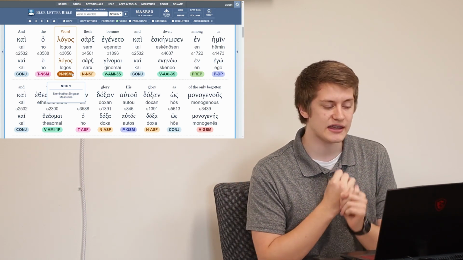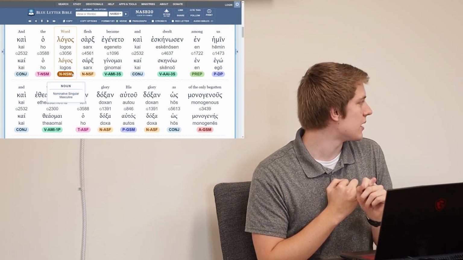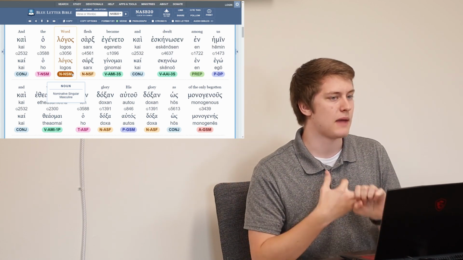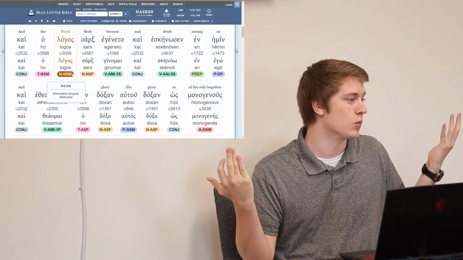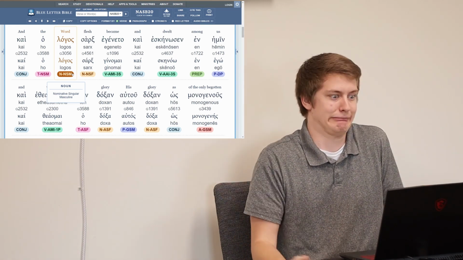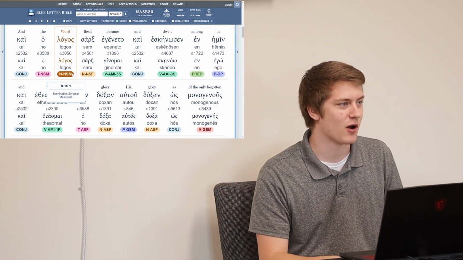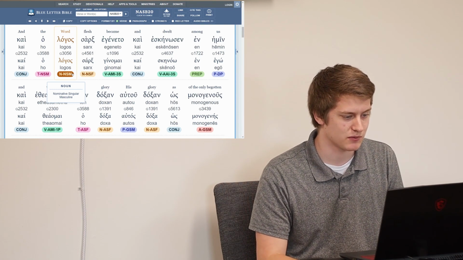So nominative is the case, right? Singular is the number, it's only referring to one, and the masculine is the gender. So apparently words are masculine. It just seems kind of arbitrary, but that's what we'll stick with too.